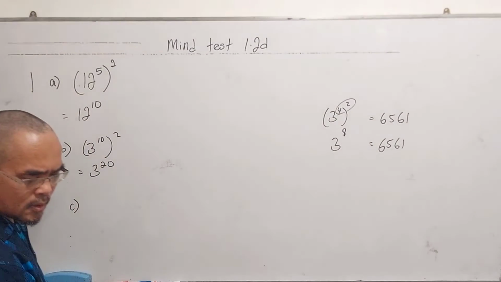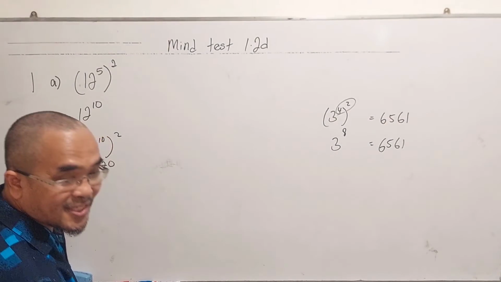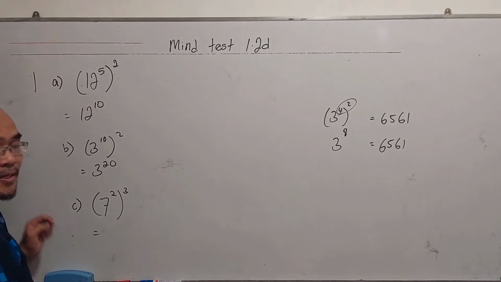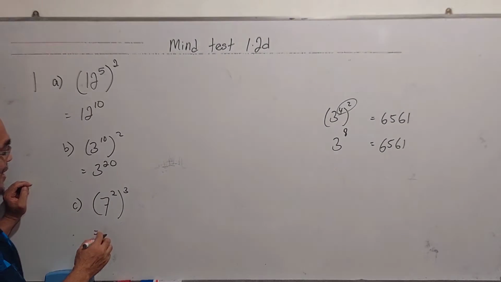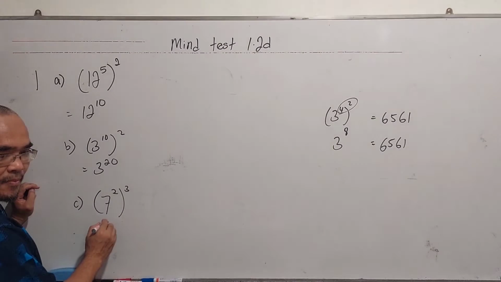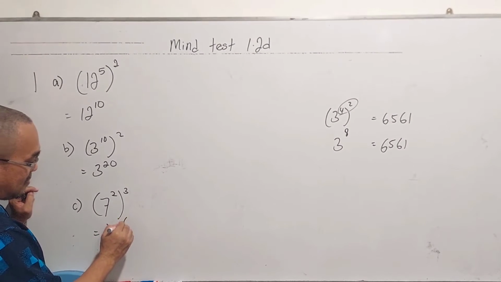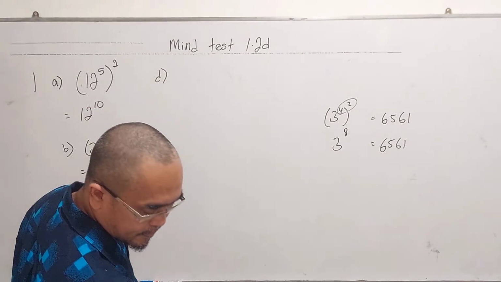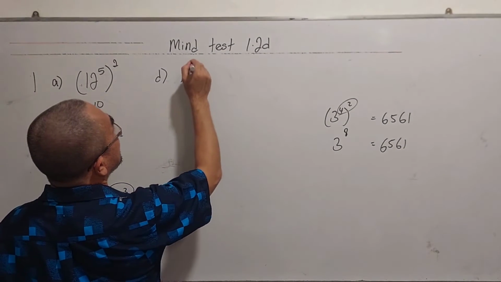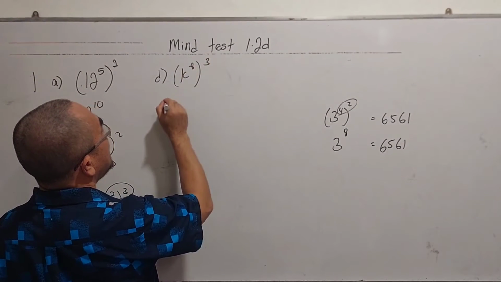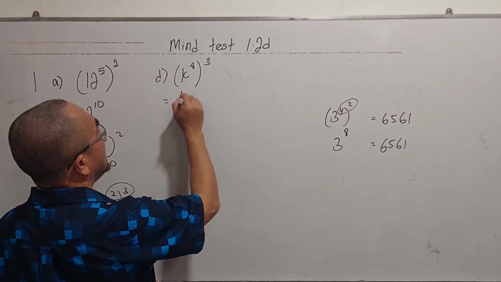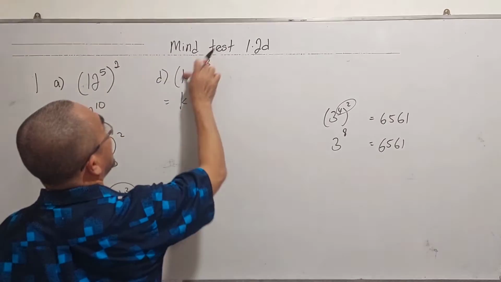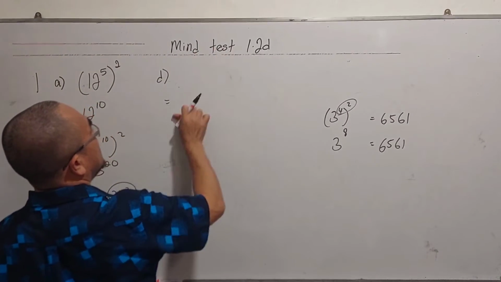7 to the power of 2, right? Oh yeah, sorry. 7 to the power of 2. So, simplify that. 7 to the power of 6. Just multiply the number here. D, K to the power of 8 to the power of 3 will be... Okay, right. This is E actually.